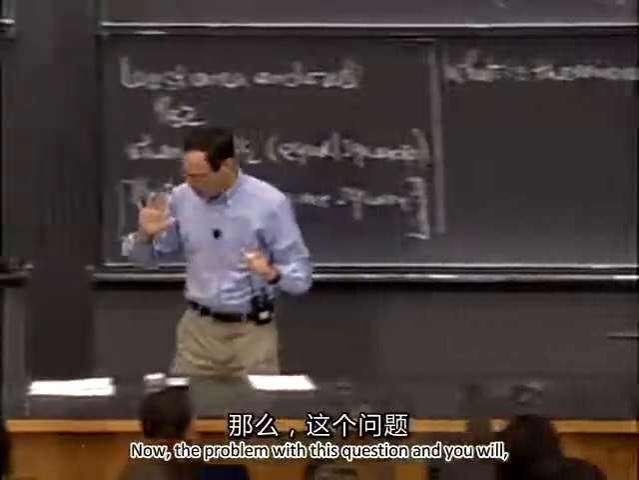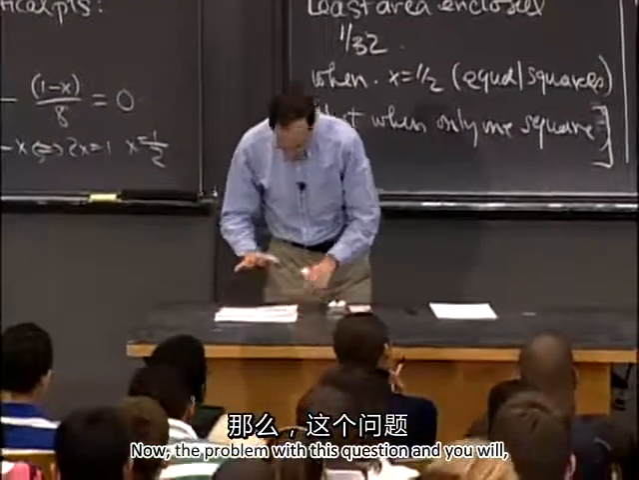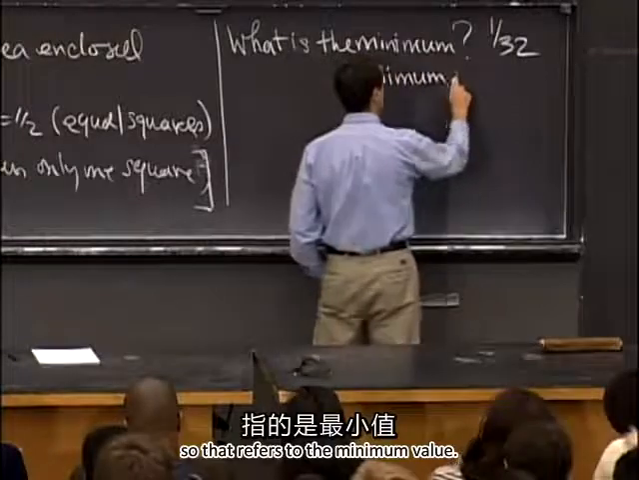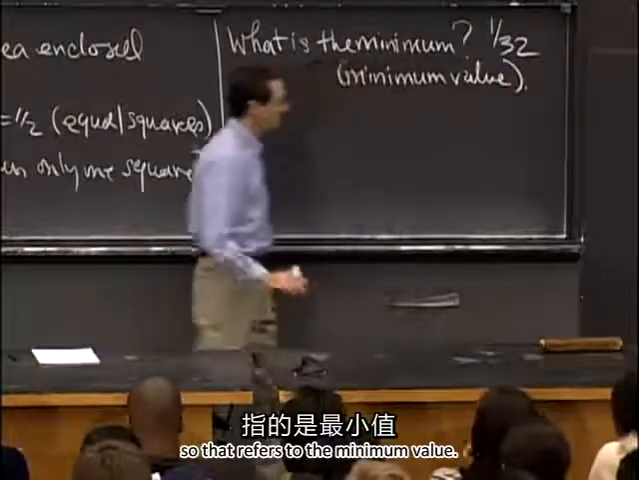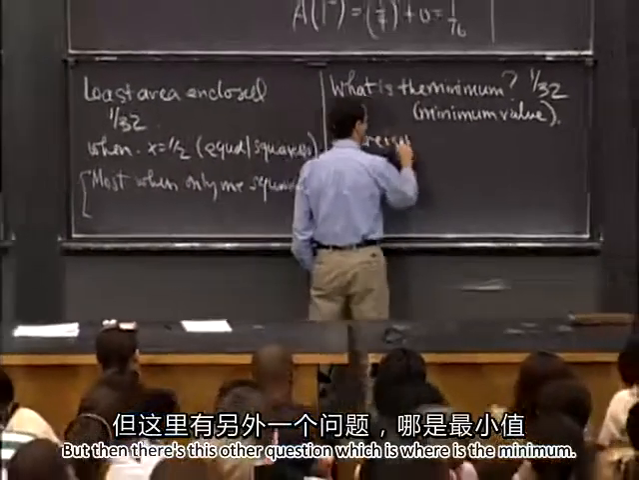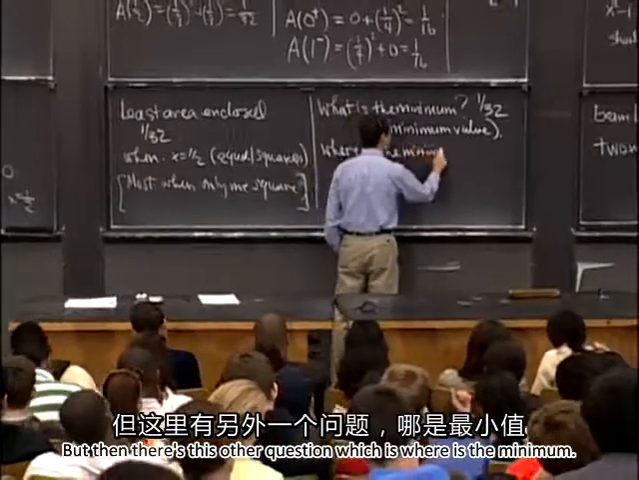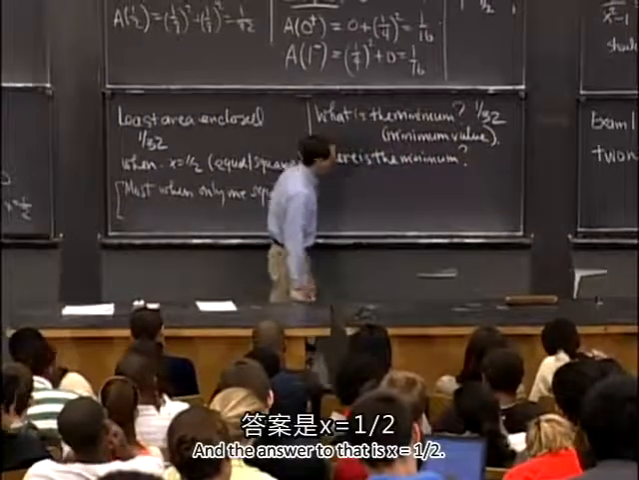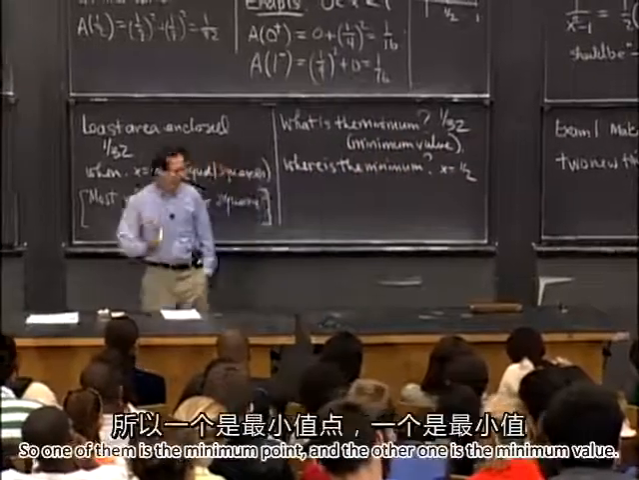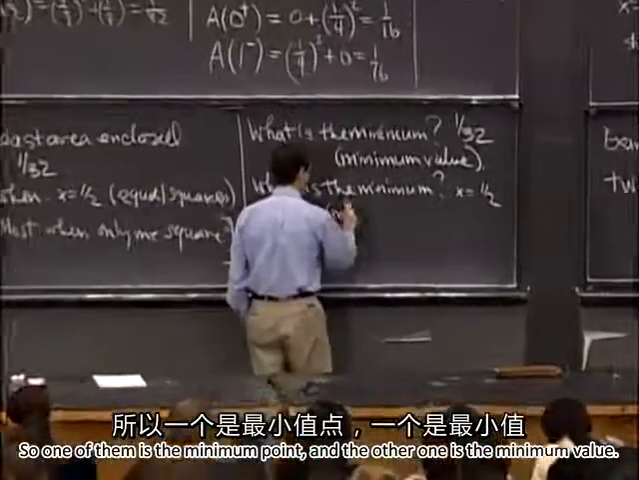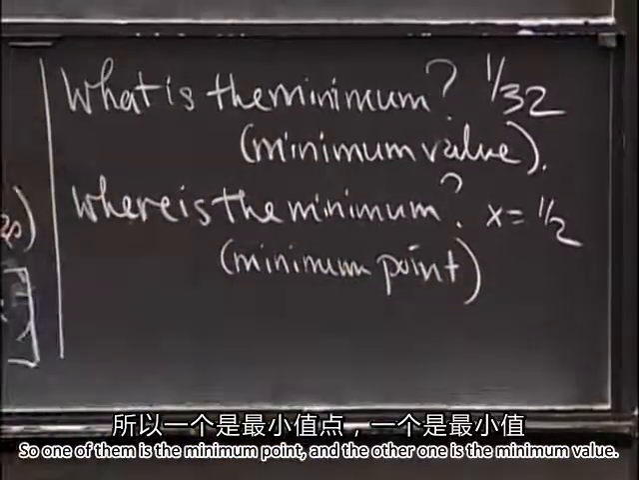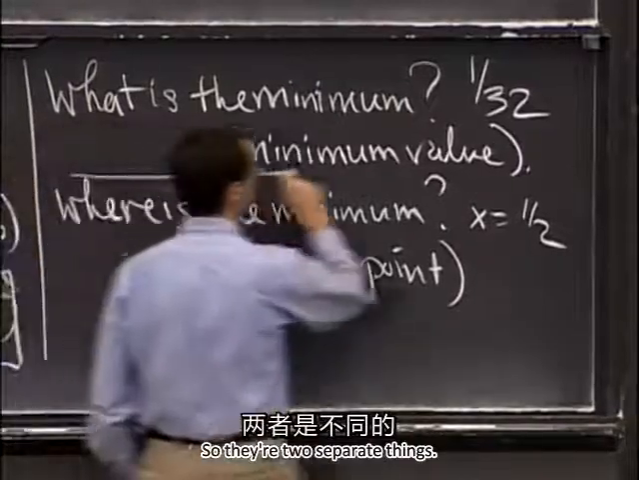Okay? Now, the problem with this question, so that refers to the minimum value. All right? But then there's this other question, which is where is the minimum? And the answer to that is x equals a half. Okay? So one of them is the minimum point. And the other one is the minimum value. All right, so they're two separate things.